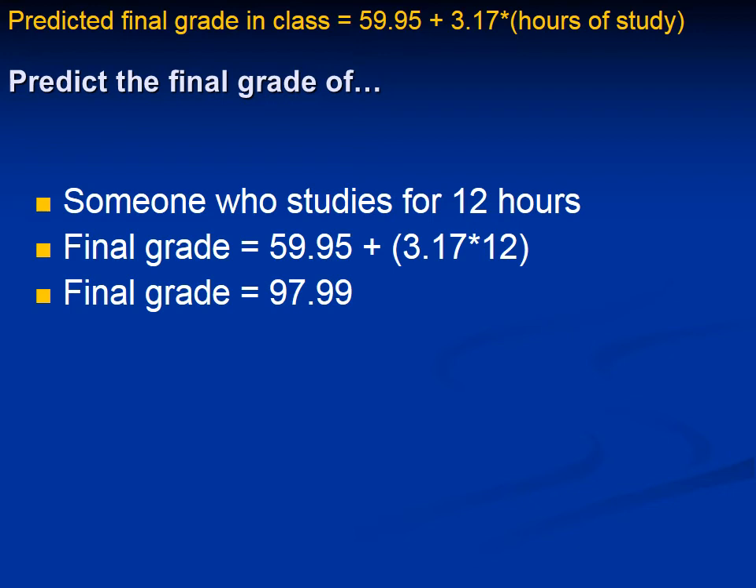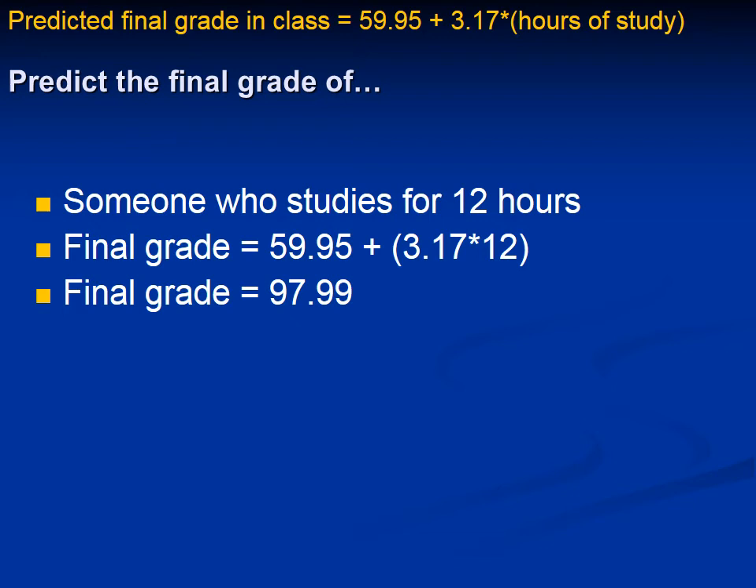So that line helps you in prediction. Predicted final grade in class is equal to 59.95 plus 3.17 times the hours of study. So this is helping us to do a prediction of the final grade given the number of hours someone spends studying. Someone who studies for 12 hours, it means that where x is, you now replace x with 12 and then find the answer. So you find the final grade will be 97.99 after computing the line. So this is the line that you're using for prediction.